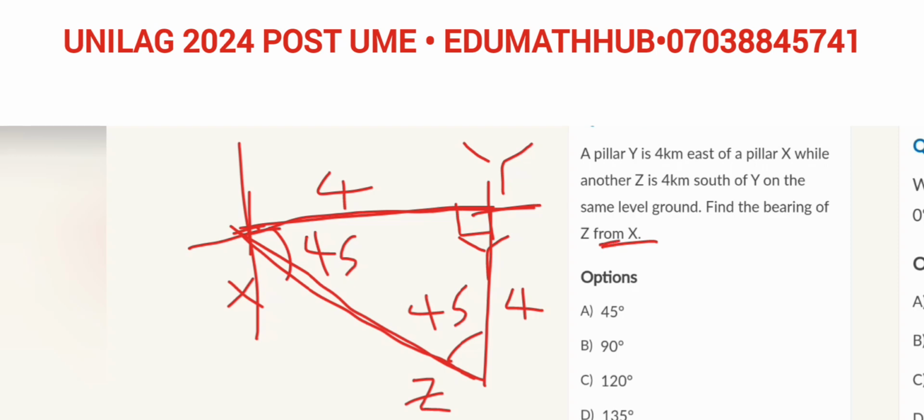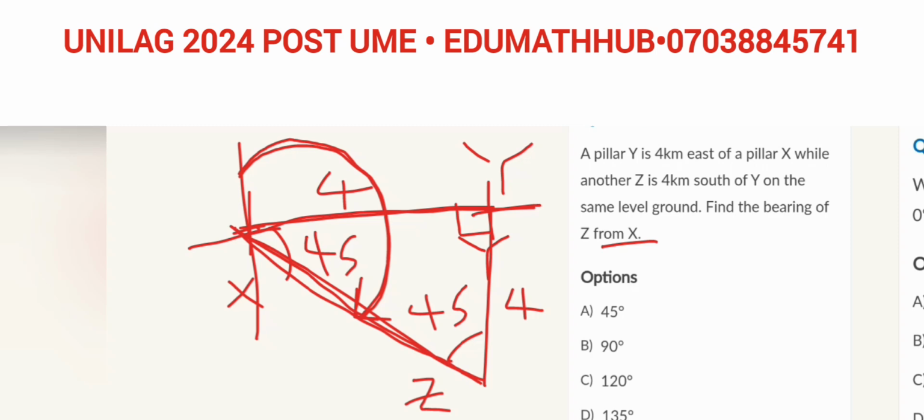So from X, you go to X and you look at Z. Stand at X like this and move until your hand touches the line joining X and Z. So this is the line joining X and Z. You move like this until your hand touches this line, and you count all the angles you see on the way.